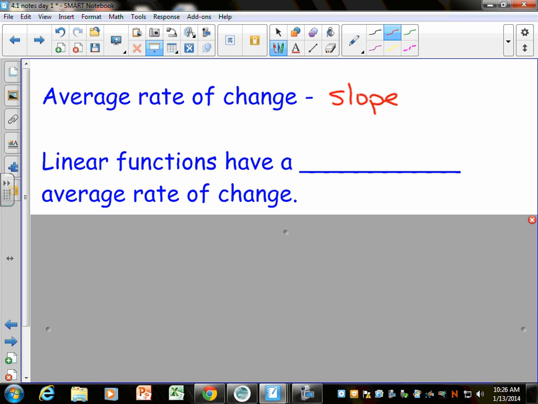Linear functions have a blank average rate of change. What word goes in there? You got to guess? Constant, because their rate of change stays the same. If the slope is 7, the slope is always 7, so it's always changing at a rate of 7 over 1.